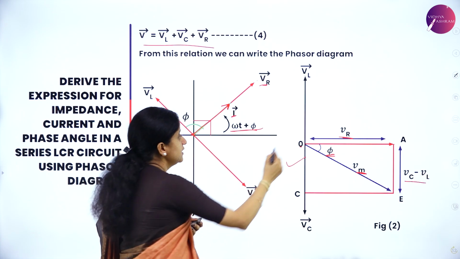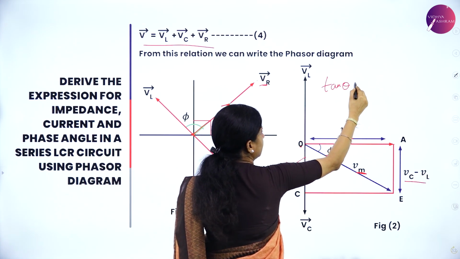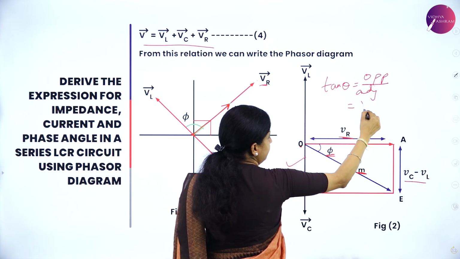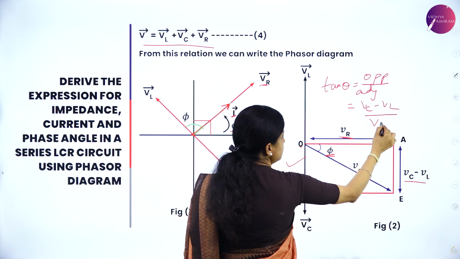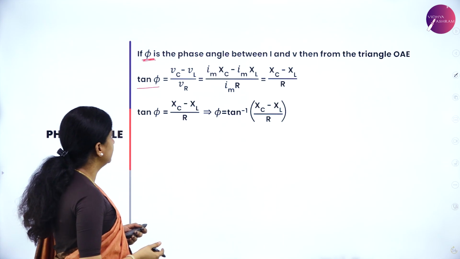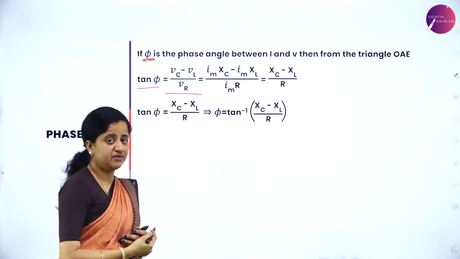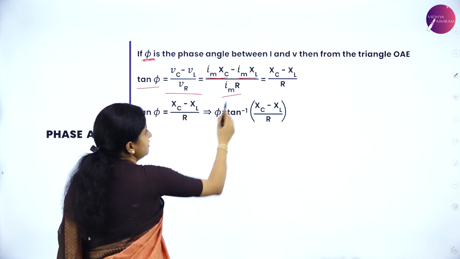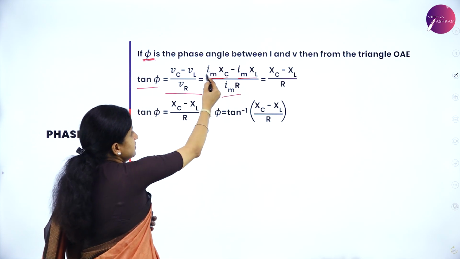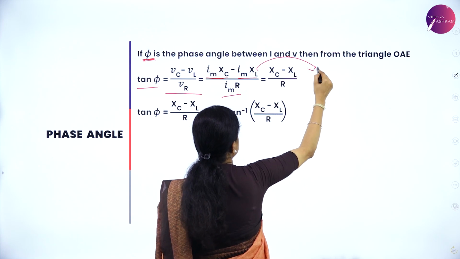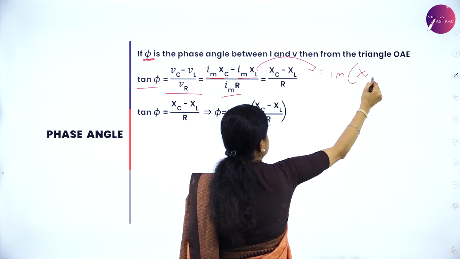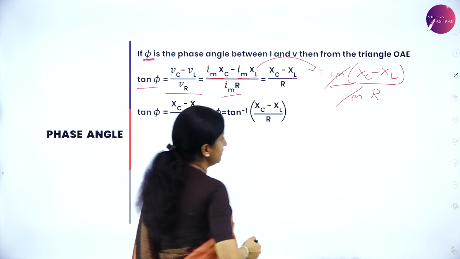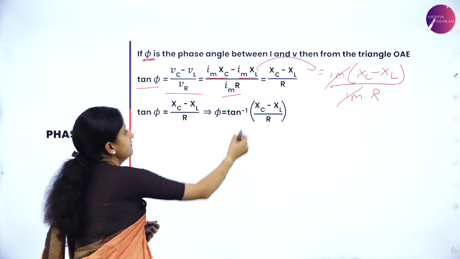What is tan theta? Tan theta is equal to opposite divided by adjacent. Now opposite is VC minus VL and the adjacent is VR. So tan theta we will get as VC minus VL divided by VR. What is VC? It is Im into Xc. VL is Im into XL and VR is Im into R, where Im is common in the numerator, so we can write it as Im into Xc minus XL divided by Im into R. Cancelling Im and Im, we get Xc minus XL divided by R.